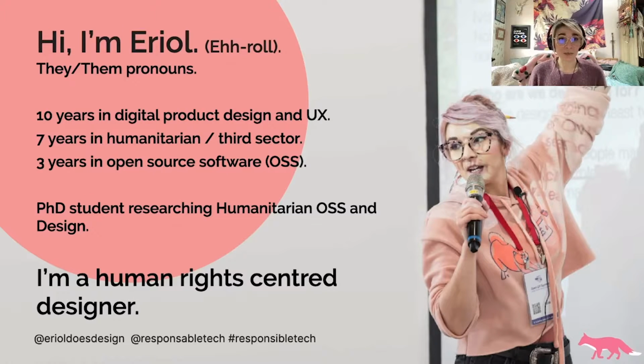Brief introduction to me. I'm Eriol. My pronouns are they, them. I've been doing design and UX for 10 years now. I've been in the humanitarian and third sector for around 7 years, some of that voluntary, some of that paid. And I've been in open source software for 3 years now. I'm also a PhD student researching humanitarian open source software and how designers get involved in and contribute to those kinds of softwares. I call myself a human rights centered designer.